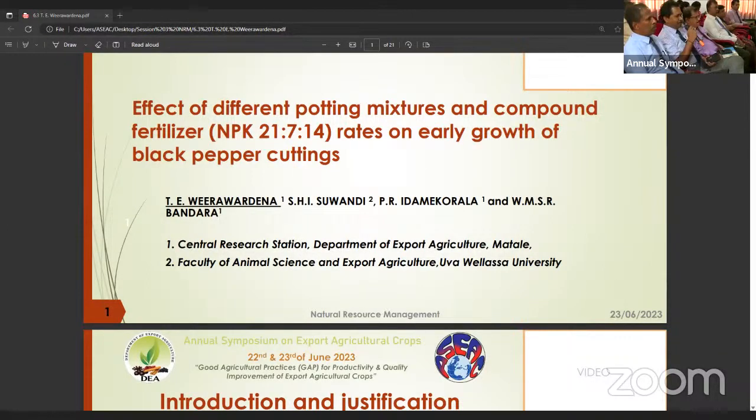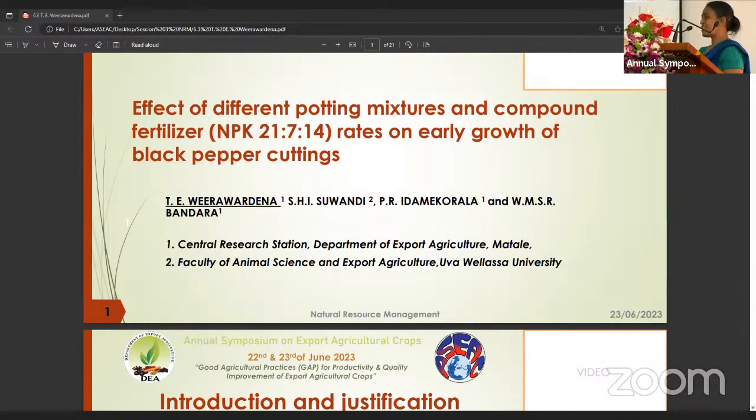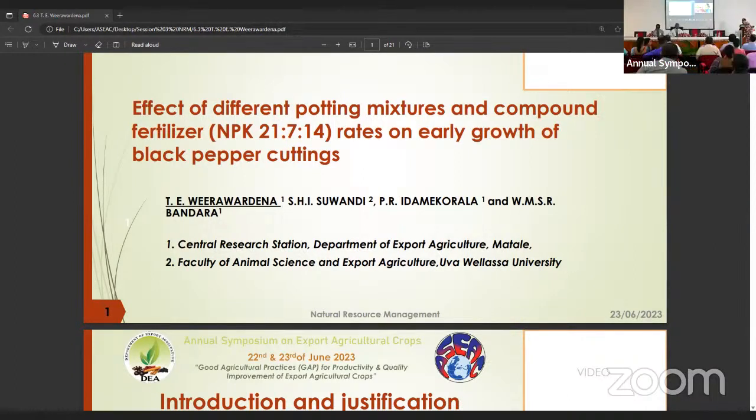We measured dry weight, but because of limitations, we could not measure root length. That is why I think measuring dry weight would make the findings more valid, because it is a planting material. The study is important. Thank you.